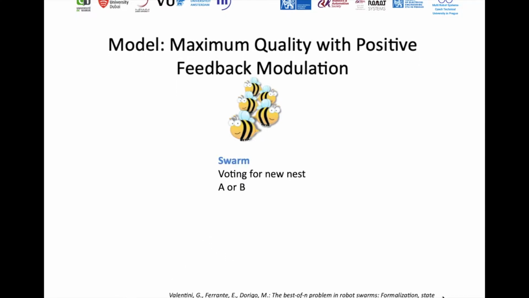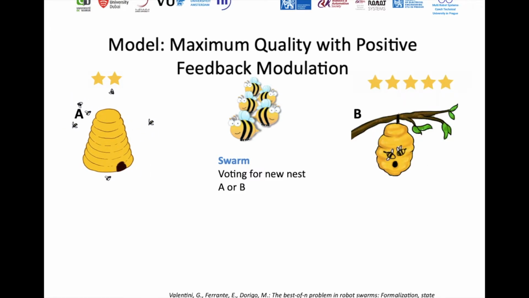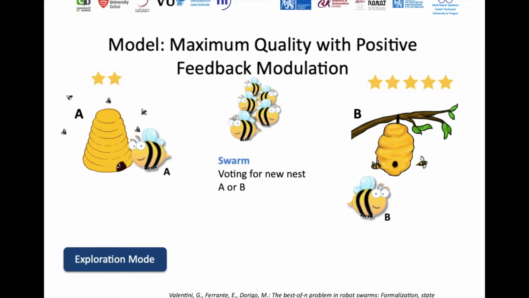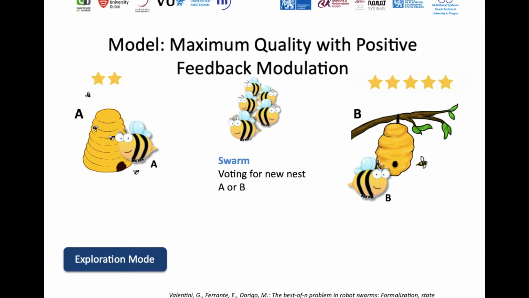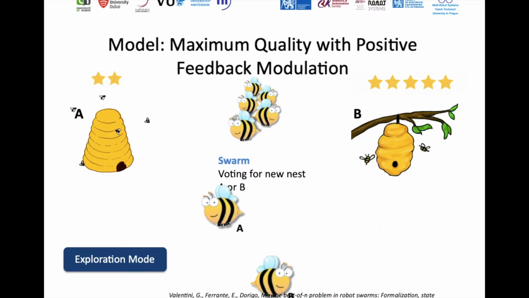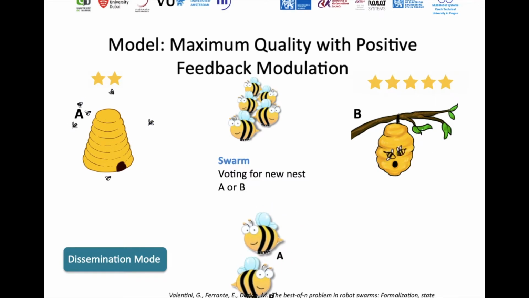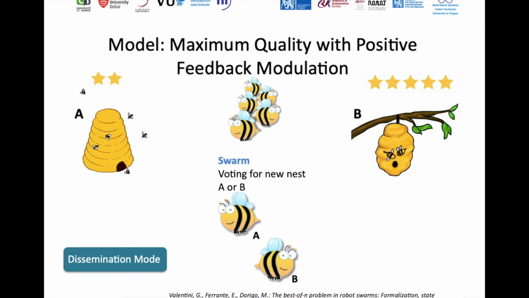In this example, we have two site options for their new nest, A and B, where B seems to be the better one. The swarm will send out scout bees. In this example, the scouts will explore site A and site B respectively, and they will come back to the nest and start advertising their findings. Real bees do the waggle dance. Our robots represent this with dissemination mode. The better the quality of the option they just visited, the longer they dance.